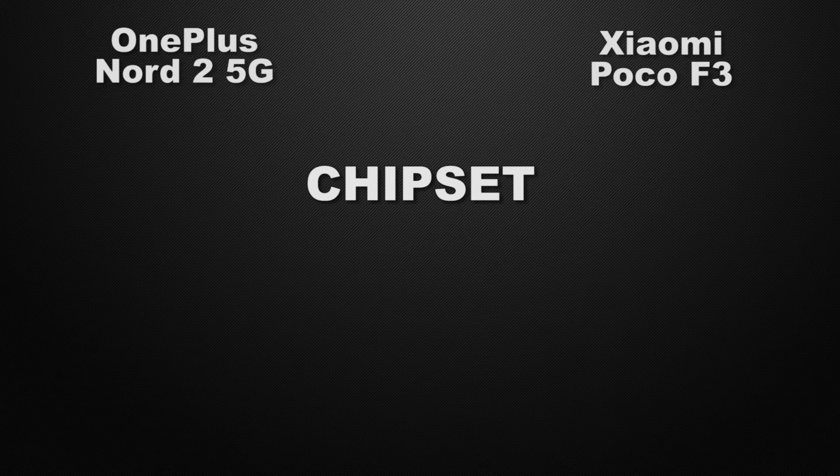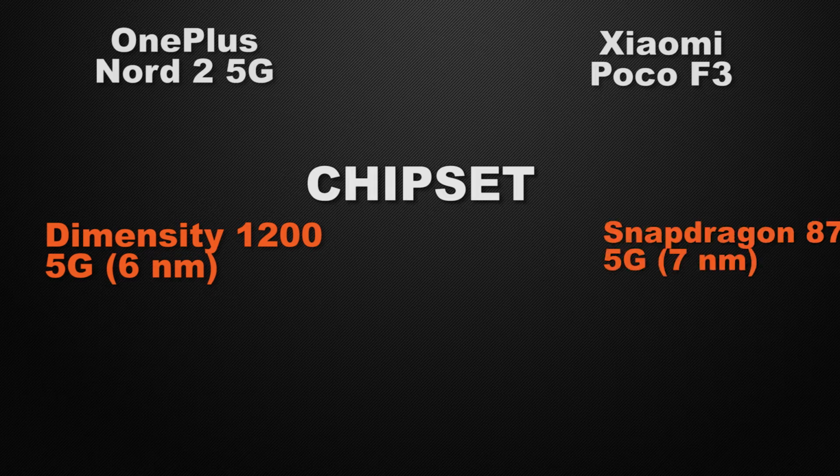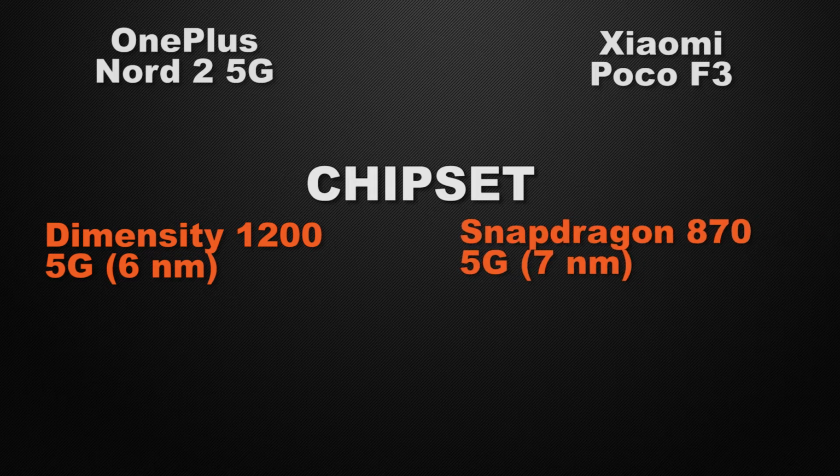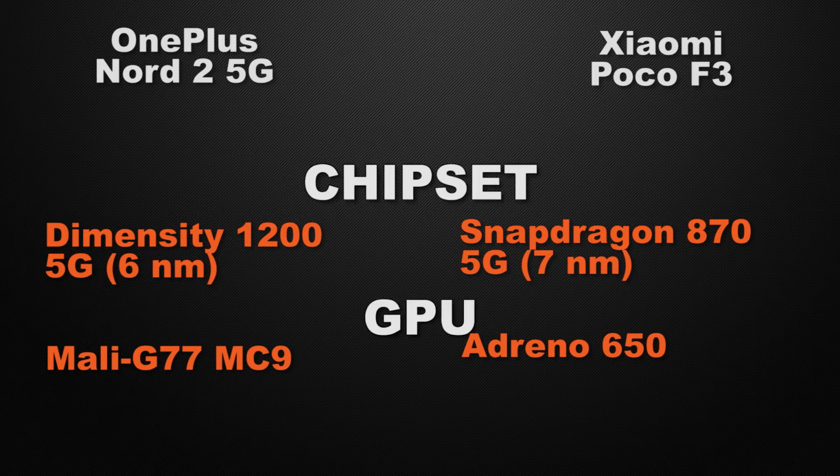Let's talk about the processor of the devices. Nord 2 is powered by Dimensity 1200 5G based on a 6nm process, whereas F3 is powered by Snapdragon 870 5G based on a 7nm process. So the winner here is F3 because it has a 5% faster processor. And about the GPU of the devices, Nord 2 is packed with Mali G77, whereas F3 is packed with Adreno 650. So again the winner here is F3 because it can give you more FPS in games.